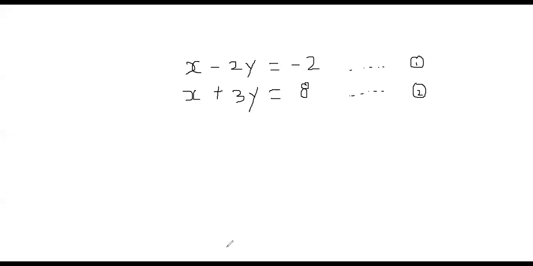So equation 1 is x minus 2y equal negative 2. And equation 2 is x plus 3y equal 8. So the first thing we do is eliminate x. In order to eliminate x, we just subtract throughout.